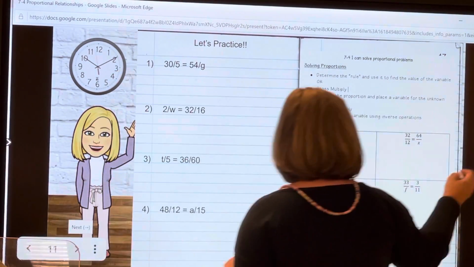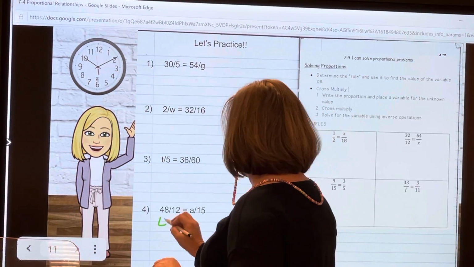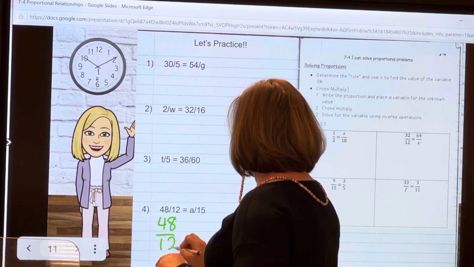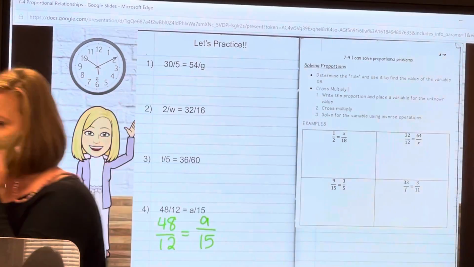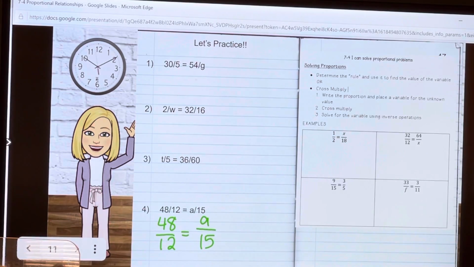I'm coming. Alright, so we have 48 is to 12 as A is to 15. Miss Bird, I told Josh he needs to learn to swim out of that water. It just takes this minute sometimes. Alright, write this one.